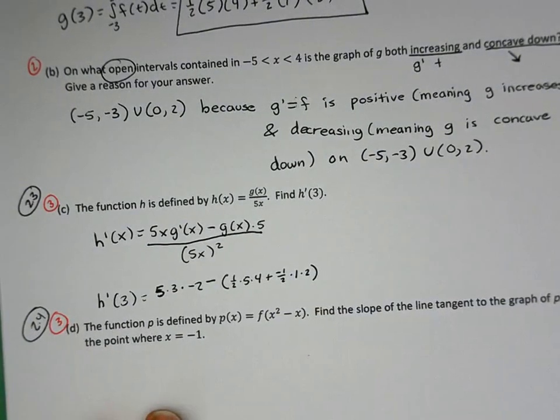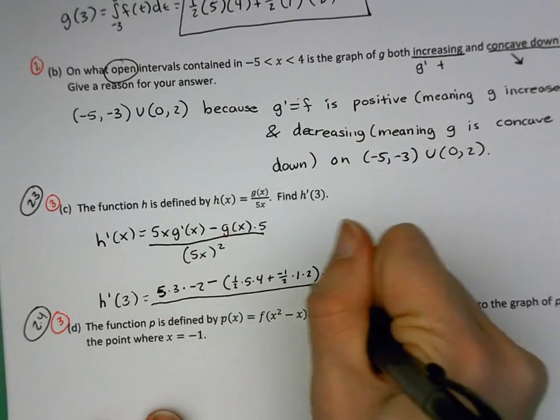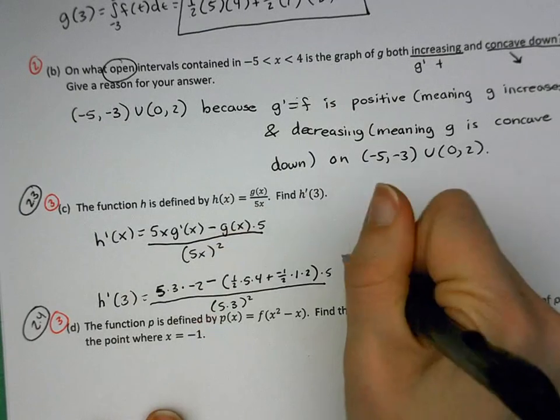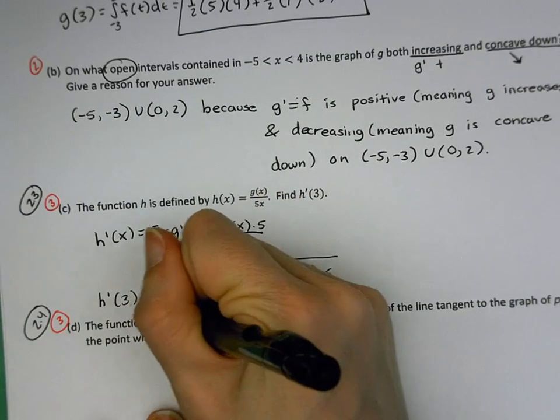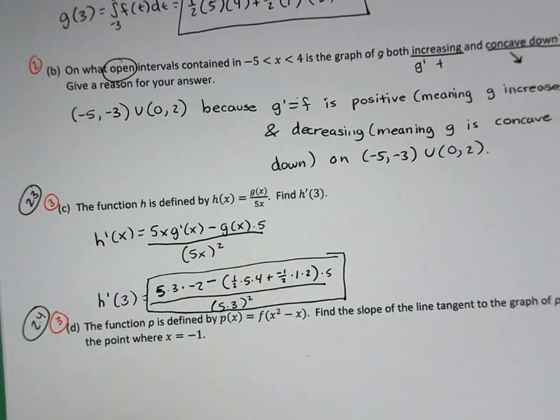And then times 5 over 5 times 3 squared. And again, don't simplify. It's a waste of time. If I remember correctly, this one simplifies to negative 1/3, but leave it alone. You've got your point. Okay?